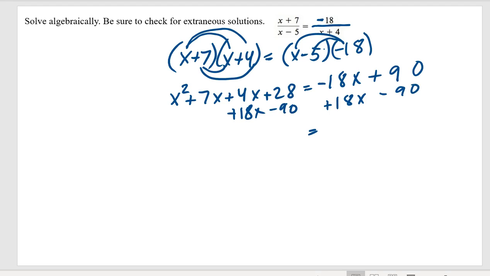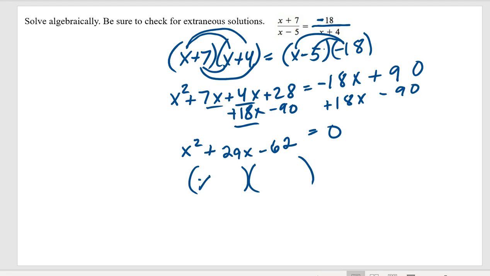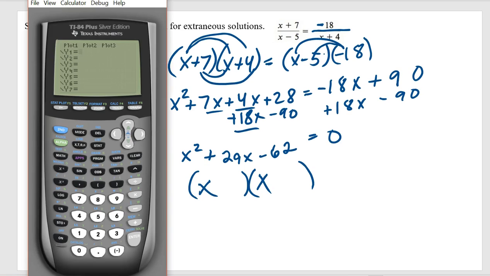And let's just clean this up. So I'll combine my like terms. And let's go ahead and factor this. If I'm having problems finding the factor pair that multiplies to be negative 62 and adds to be 29, just a reminder, you can use your calculator. To do this, you multiply a times c, which in our case would be just negative 62, and you put it in your graph for y1 is equal to negative 62 divided by x. And then if you hit second graph, it gives you all the factor pairs.